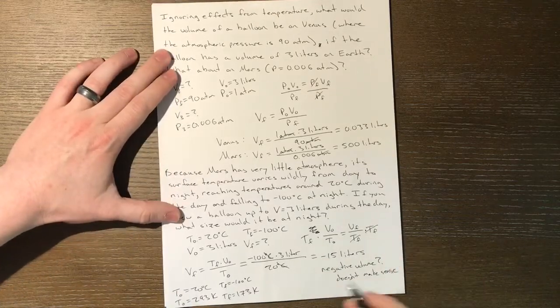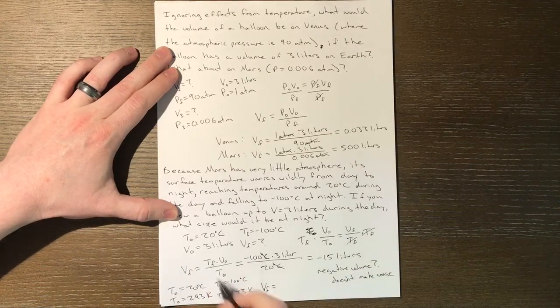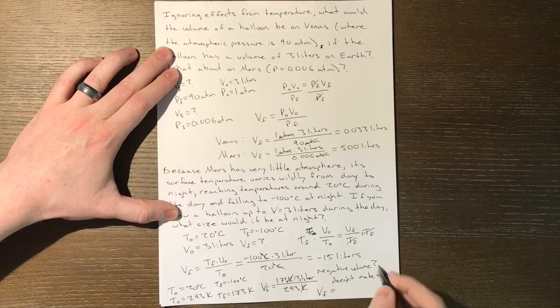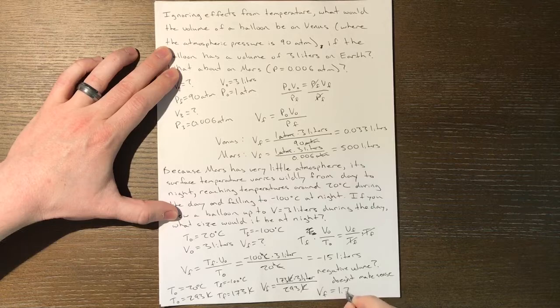And let's try plugging in numbers again. Once more, one last time, V final should be T final, which is 173 Kelvin times 3 liters, divided by T initial, which was 293 Kelvin. Kelvin cancels, and V final ends up equaling 1.77 liters. That is our final answer.